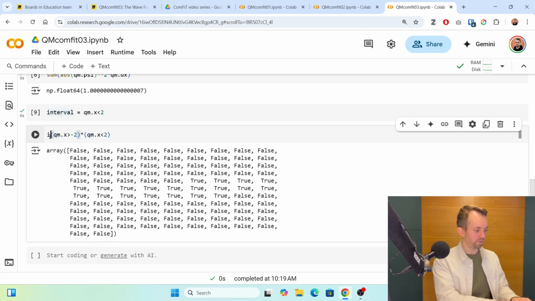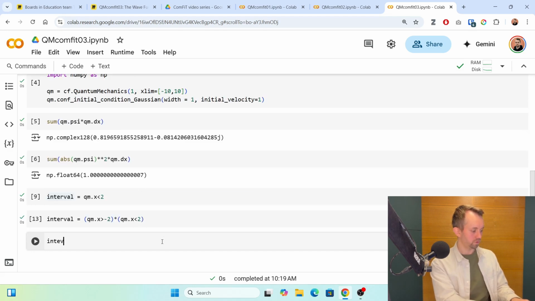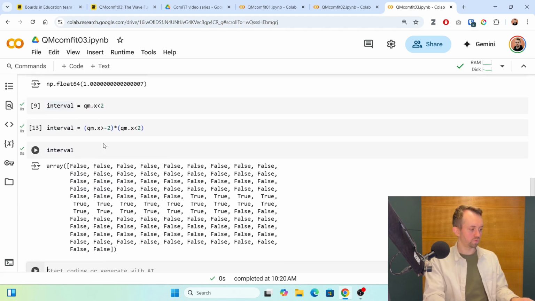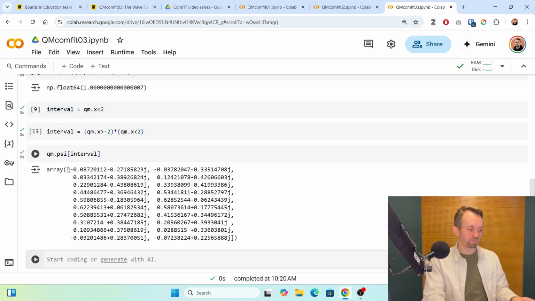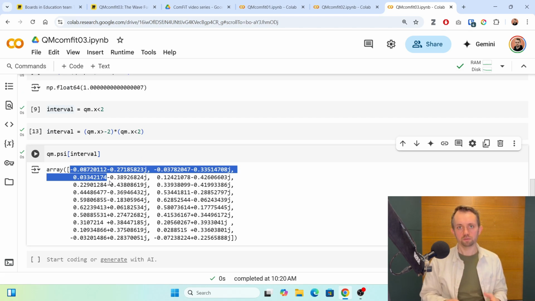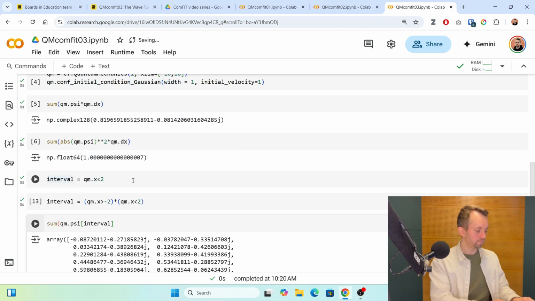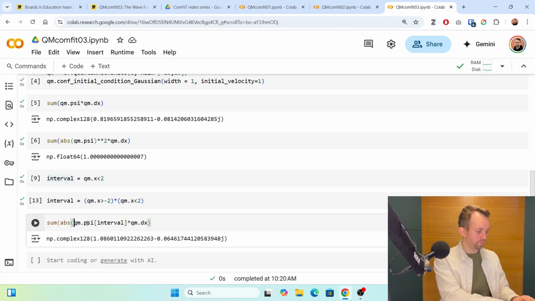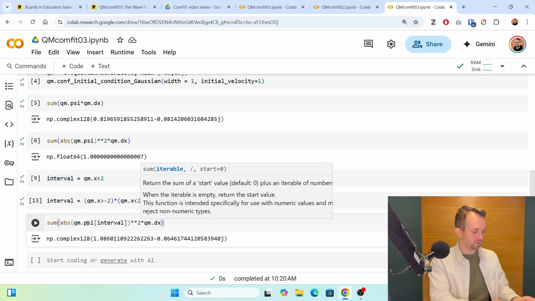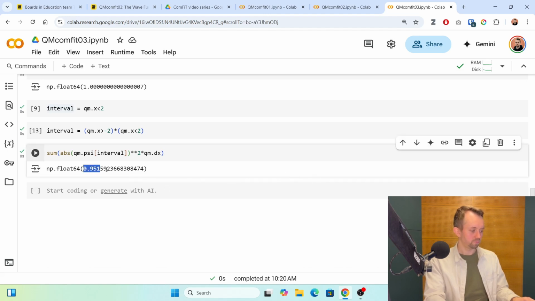And now if I name this array interval, just to remind you, interval is just this array of false and true values, then I can write qm.psi of interval, and now I only get the values of psi which are between -2 and 2. And so therefore I can do the integral the same way I did before by writing the sum of this thing multiplied by qm.dx. And I was also going to do the square, right? So I'm going to do the absolute value of this thing here, squared, multiplied by dx, and the value I get is 0.95159, etc.